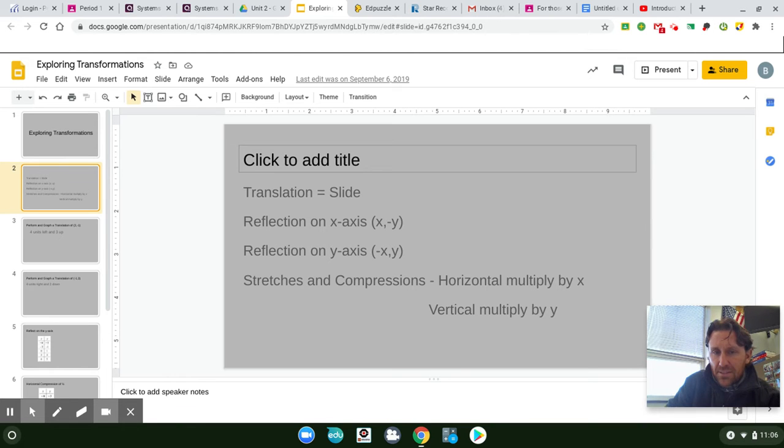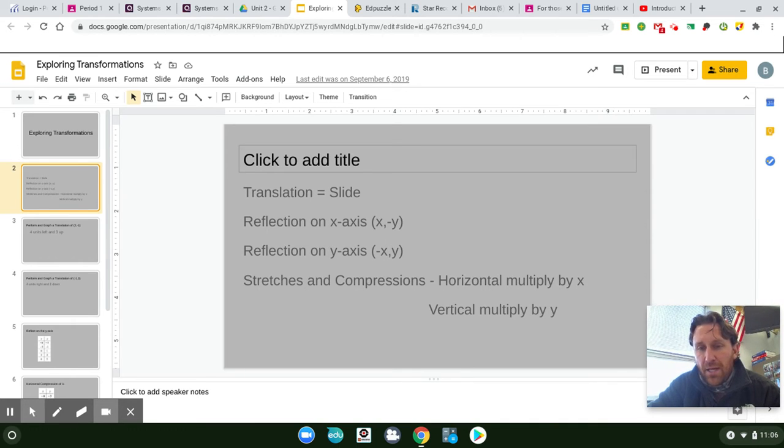Reflection on the x-axis, it changes the y value. So whatever the y value is, it becomes negative. And if it's a reflection on the y-axis, the x becomes negative. Or if it was negative, it becomes positive. Okay. Stretches and compressions, again, I think you talked about those in geometry a little bit.